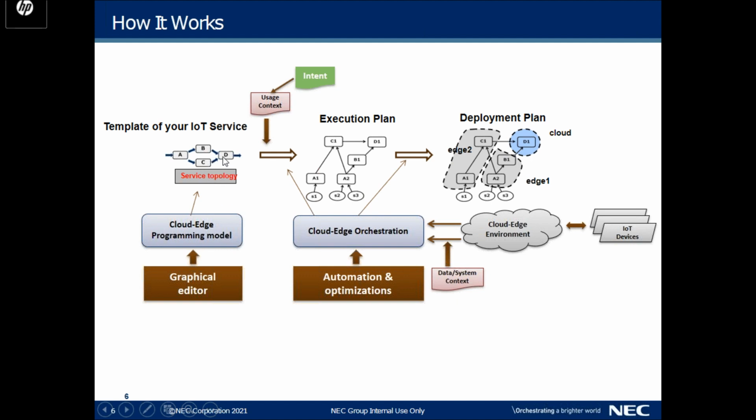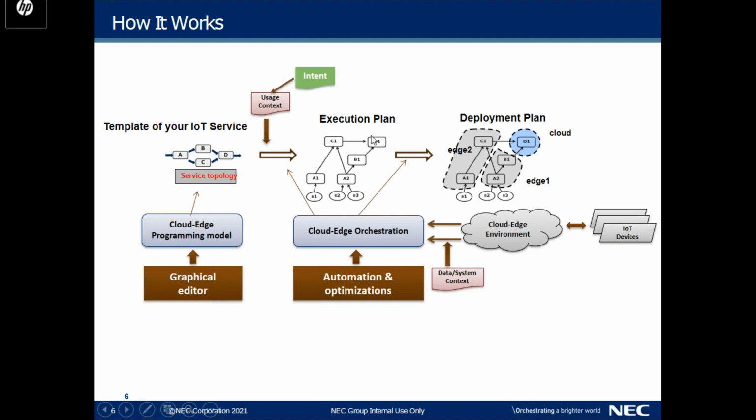Service topology is basically the combination of multiple fog functions. The fog functions are connected in different ways, taking input from one another and giving output to another, which might be input for a third fog function, and so on. That is done under service topology.